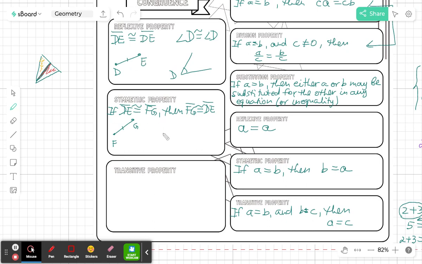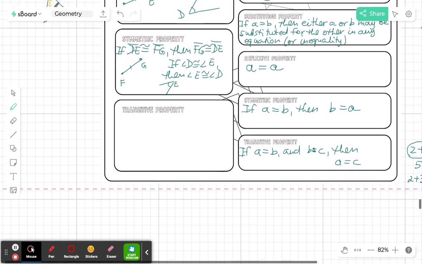Okay, makes sense. And if I'm looking at the angles, similarly, I would say if angle D is congruent to angle E, then angle E is congruent to angle D. So same thing, I have angle D over here. If I have angle E, D is congruent to E, so E has to be congruent to angle D.